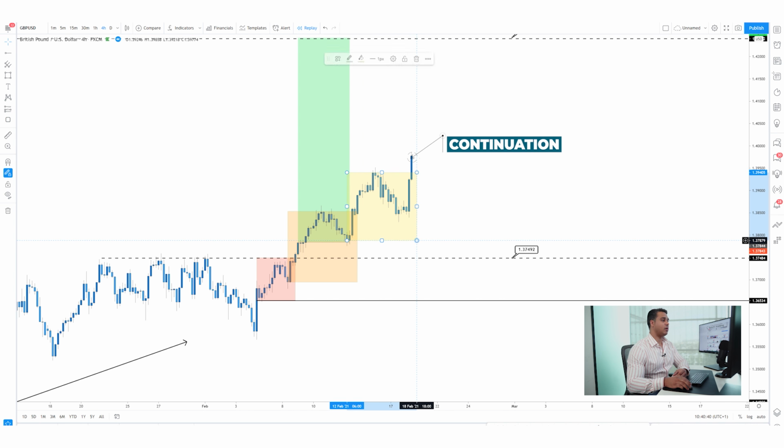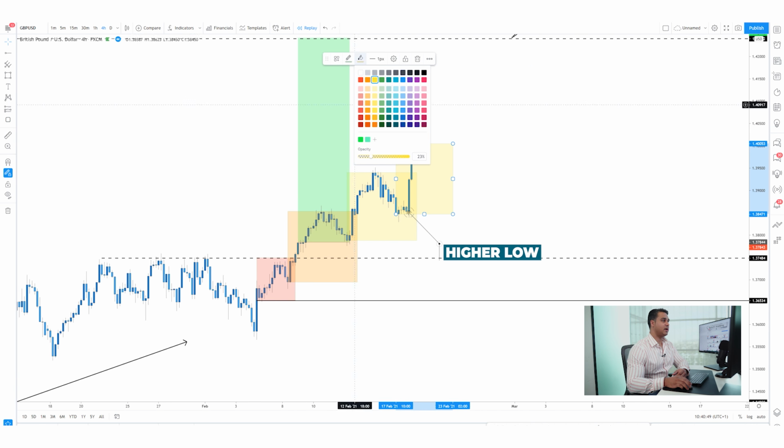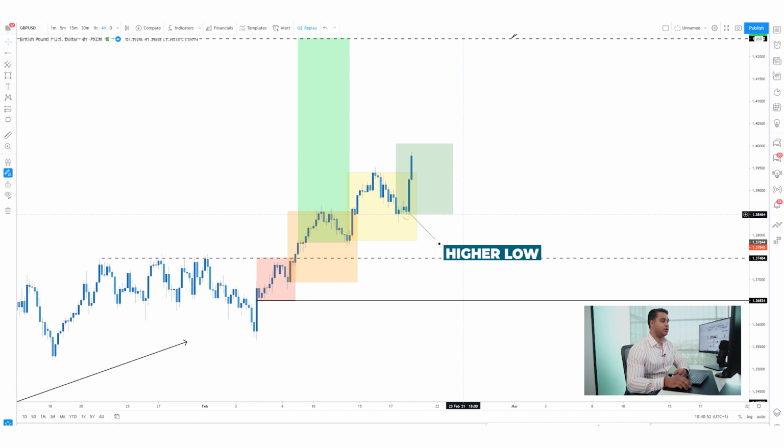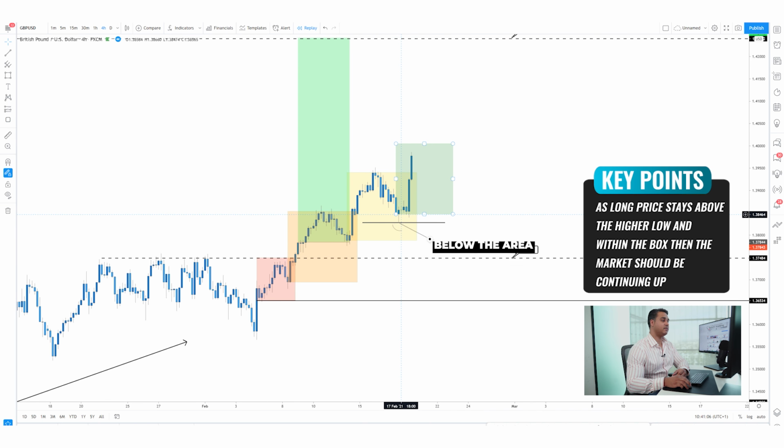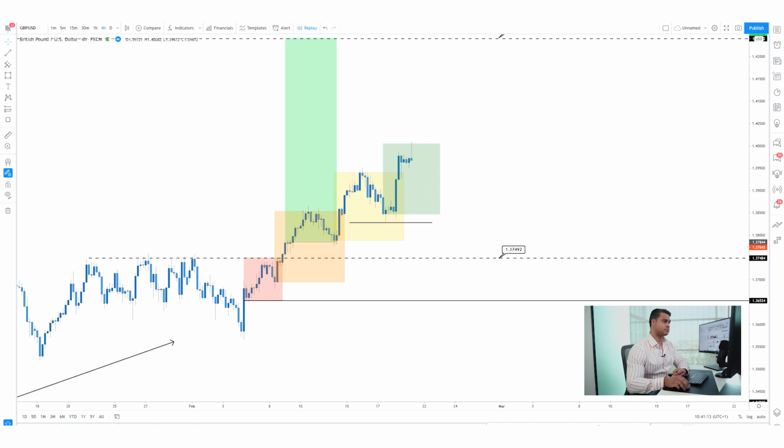Now we have the continuation up. What we want to do in this instance is we want to take our box again. We want to mark our higher low because we've made the high. And now we're just going to wait patiently for the new higher low to be formed. In this instance, what can we do? Well, we can simply trail our stop loss below this area here where the box has been formed, because now in theory, as long as price stays above the higher low and within this box, then we should be continuing up. So let's continue to see what happens here.